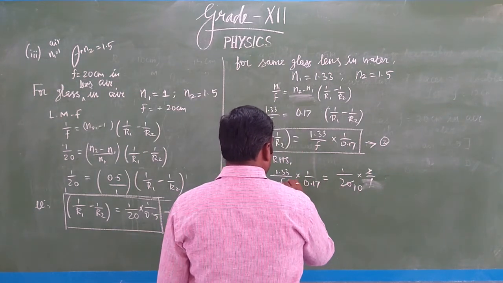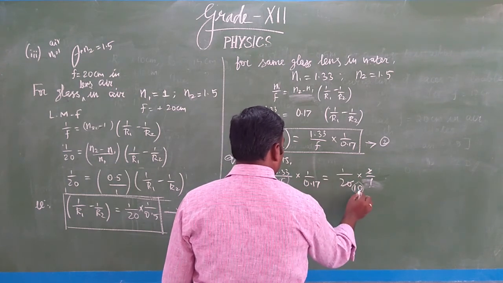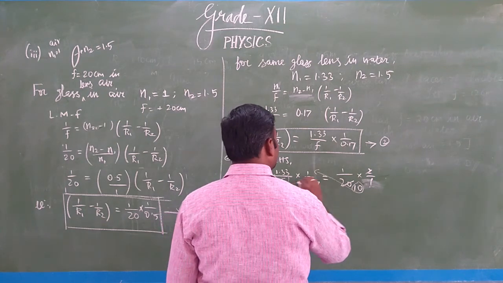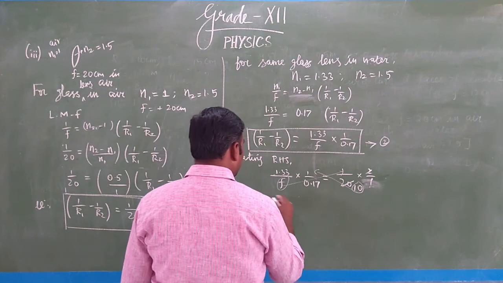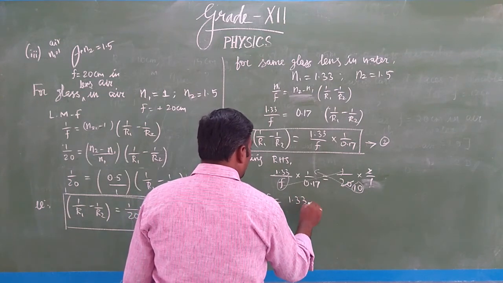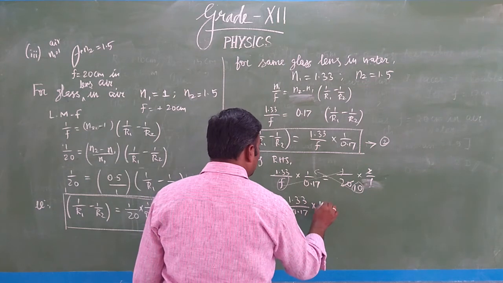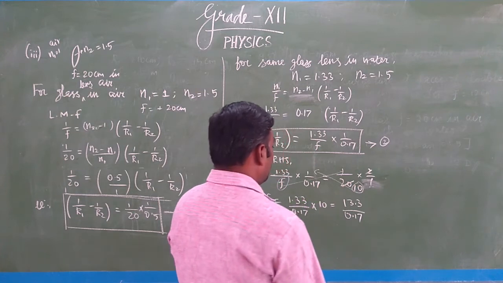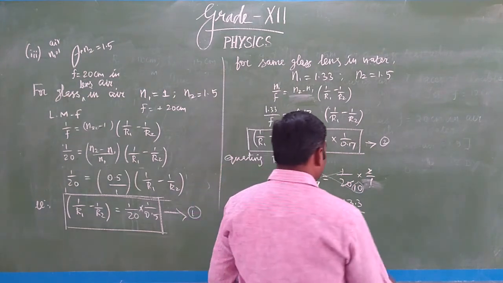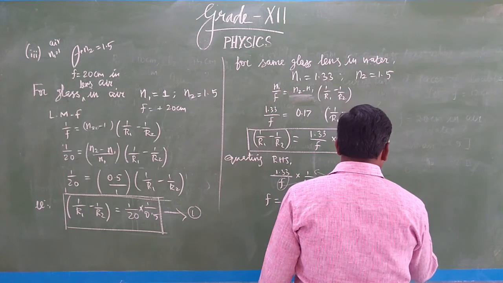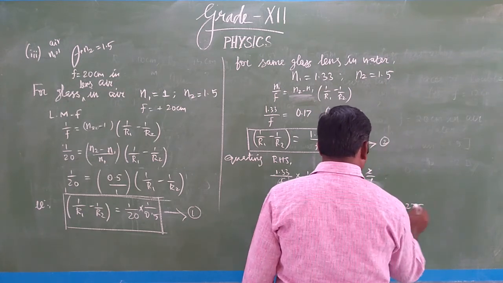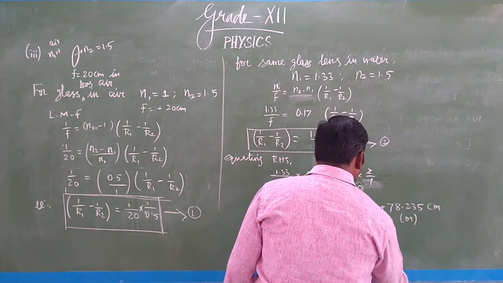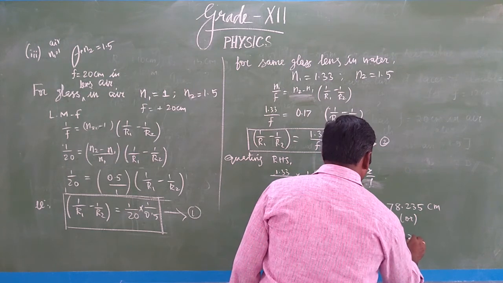So f and 10, both transfer. This goes to the left hand side and becomes multiplication. The focal length in the denominator we change to the right hand side, so that becomes multiplication. Therefore, f is equal to 1.33 by 0.17 into 10, which is equal to 13.3 divided by 0.17. The ratio of this value is 78.235 centimeter. After rounding off, the focal length is 78.23.